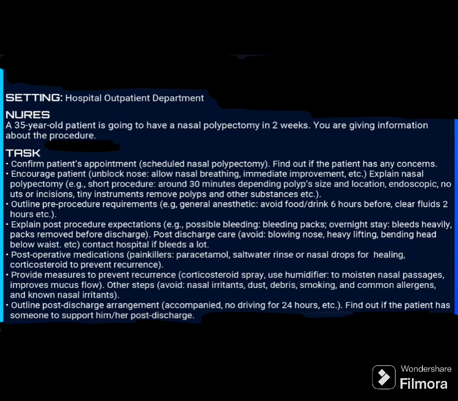The first thing is you can see that this is a 35-year-old patient who is going to have a nasal polypectomy in 2 weeks and you are going to give the information about the procedure. The first task is confirm, and this is a hospital outpatient department, you don't know this patient. So the first task is to confirm the patient's appointment, that is a scheduled nasal polypectomy, and find out if the patient has any concern. As it is an outpatient department, this is the first time you are seeing the patient, but in your system you will have the patient data.